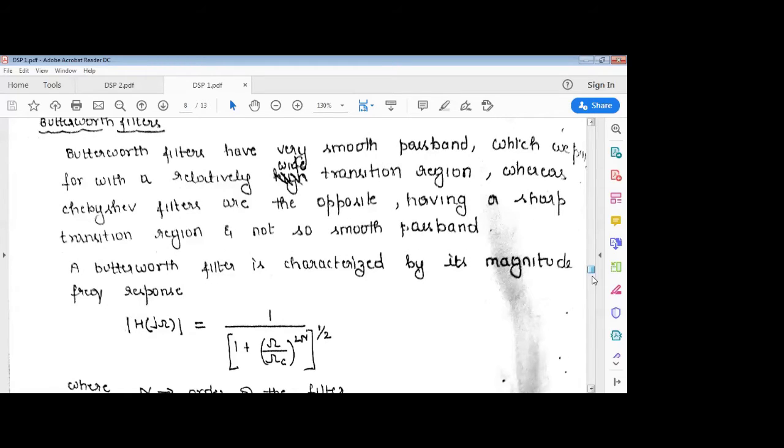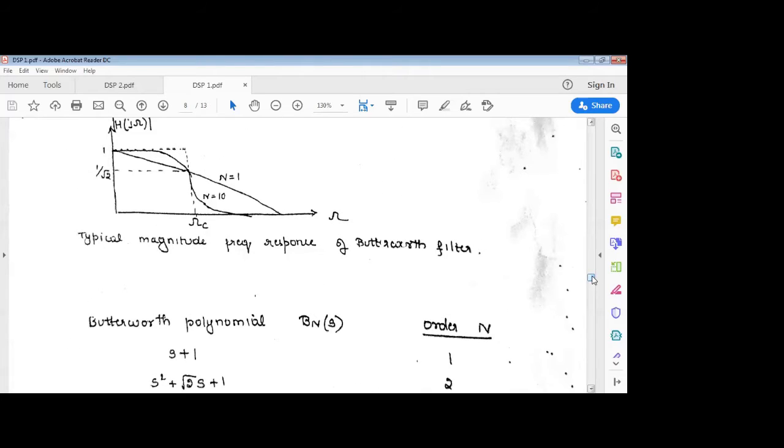Okay, so typically the magnitude frequency response of a Butterworth filter is as shown in the figure. We can see here, for orders n varying from 1 to 10, it has been shown in the figure. For n equal to 1, a lower order, the transition region is wider. When the order becomes more, the transition region becomes smaller.